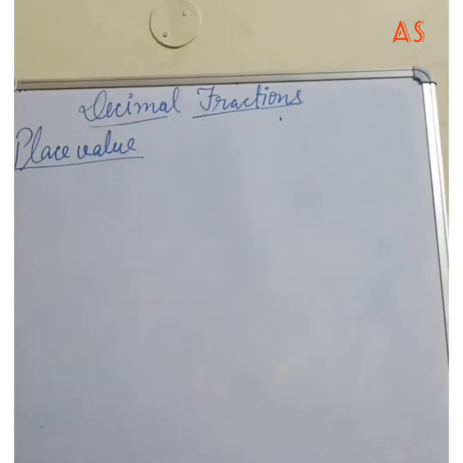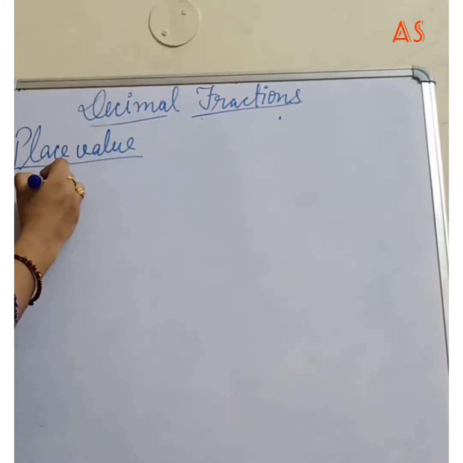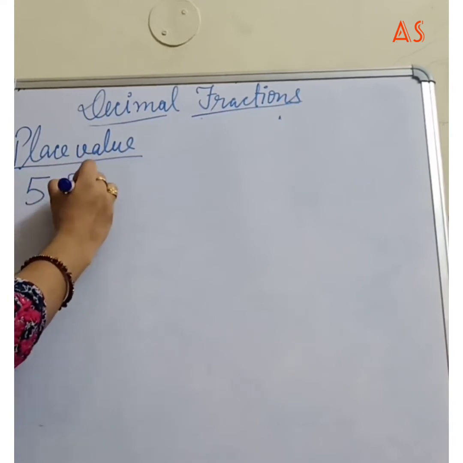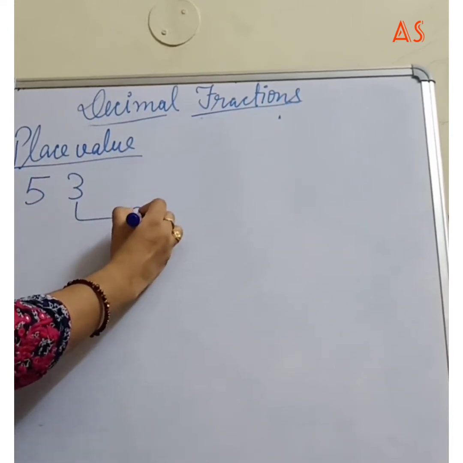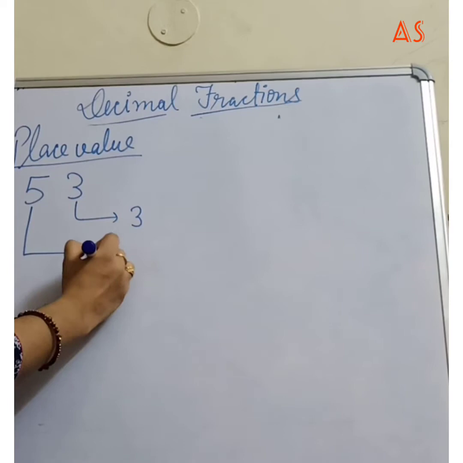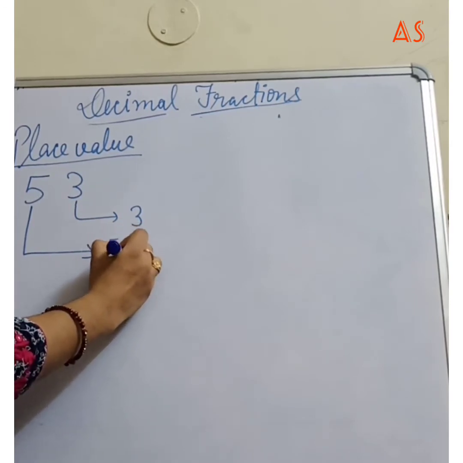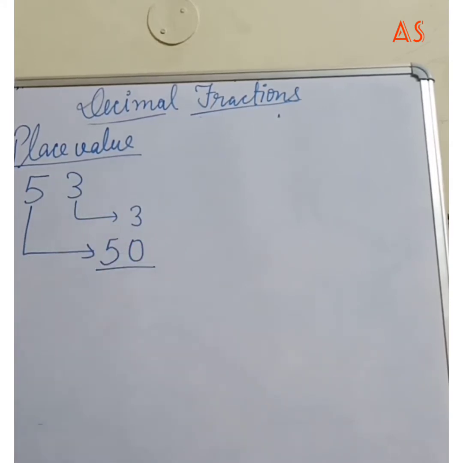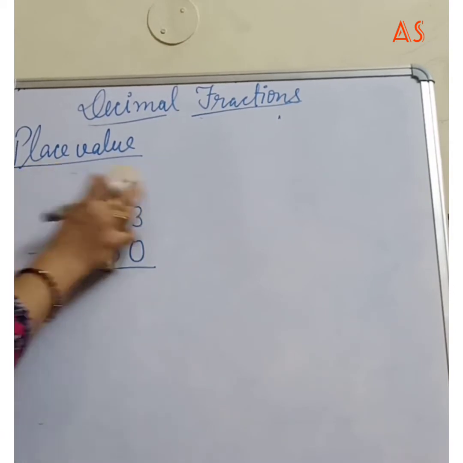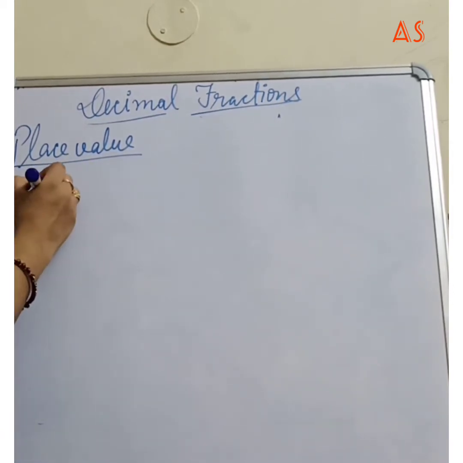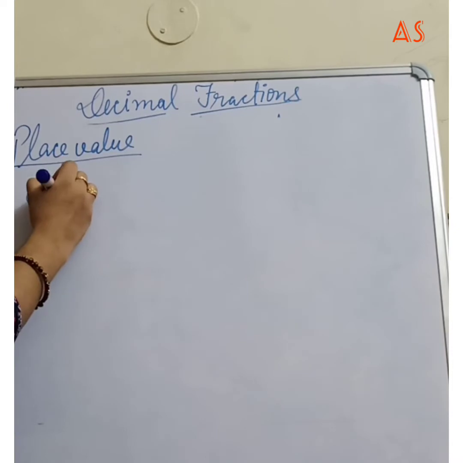How to find place value? So place value, before this you know in a simple number, suppose 53. How to find the place value of 3? Place value of 3 is 3. Place value of 5 is 5 and 3 becomes 0, so 50. This way we find place value. But now we have to find decimal place value.